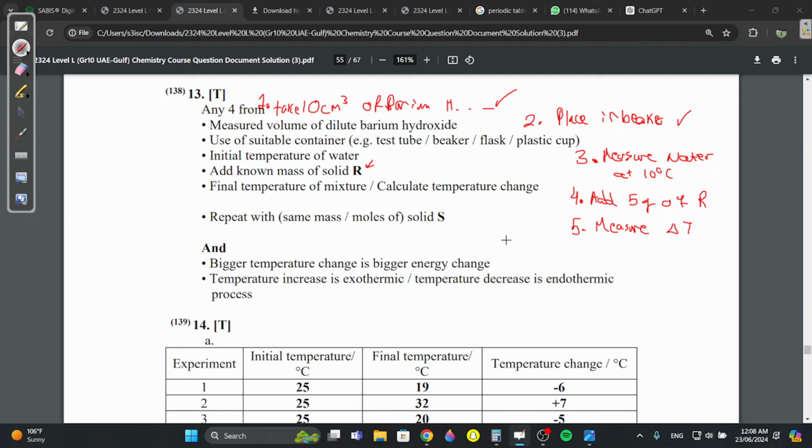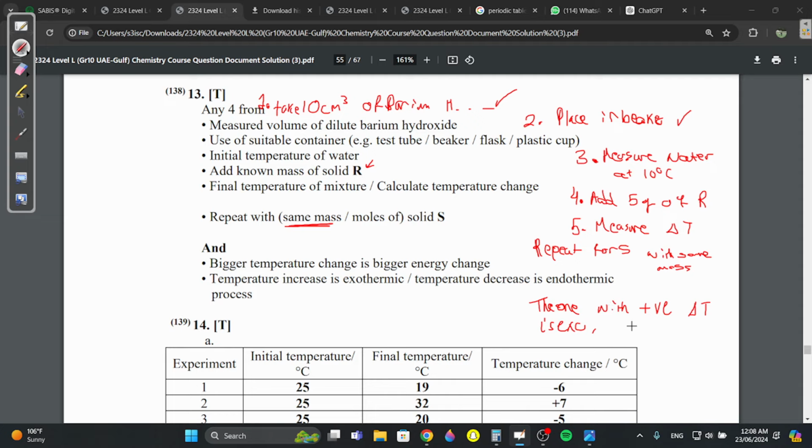Then we say repeat for S, and you have to say with the same mass. This is important because for accurate results in experiments, we have to use the same mass. If we use 5 grams of R, then we have to use 5 grams of S. Then what's your conclusion? We say the one with positive delta T, so the one that has a positive change in temperature, it increases temperature, is exo. And the opposite is endo.